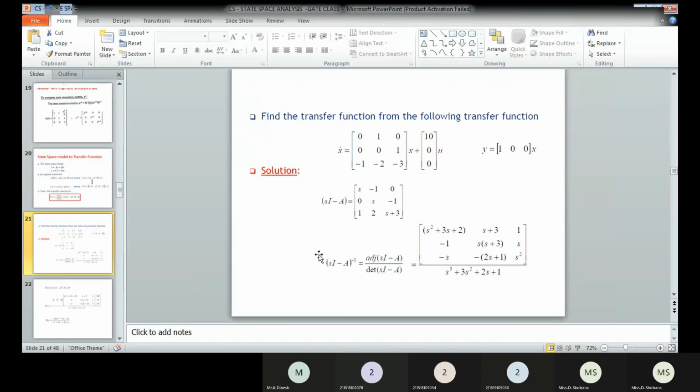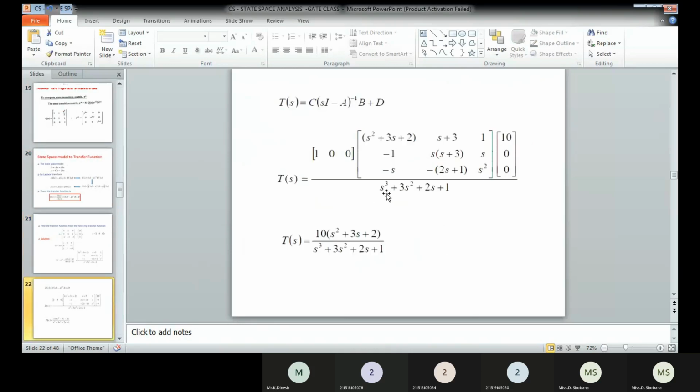So here you can see the state equation. In the state equation, we have the A matrix, B matrix, and C matrix. So first of all, you have to determine the sI minus A matrix. Once you determine that, then (sI minus A) the whole inverse. So first you have to determine the cofactor of all the elements, and then take the transpose, divided by the determinant of sI minus A.